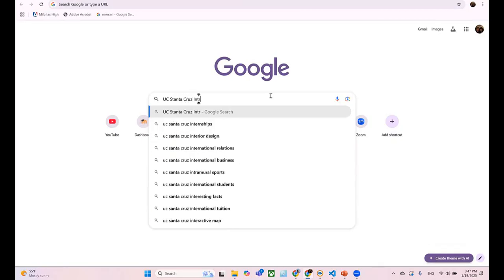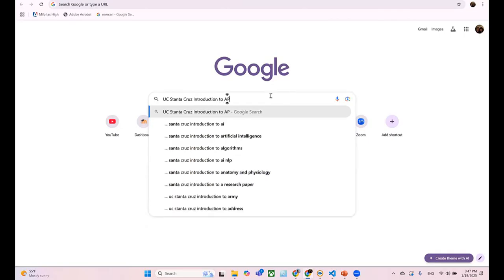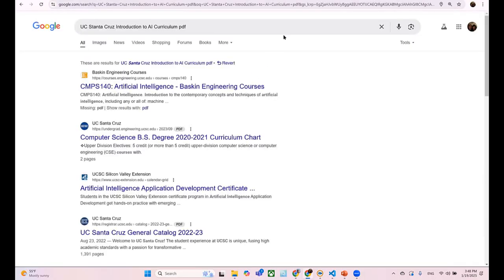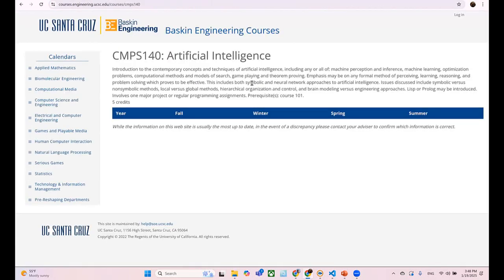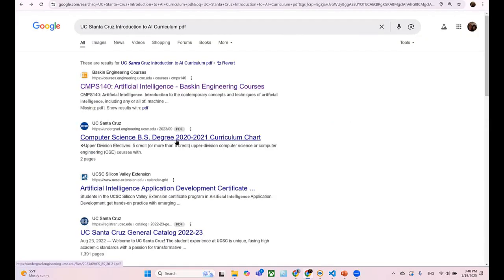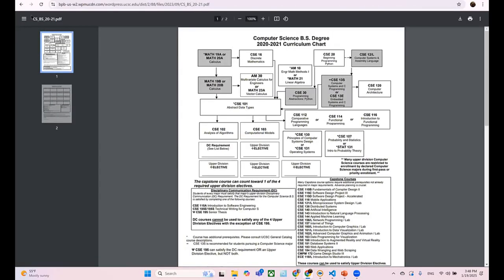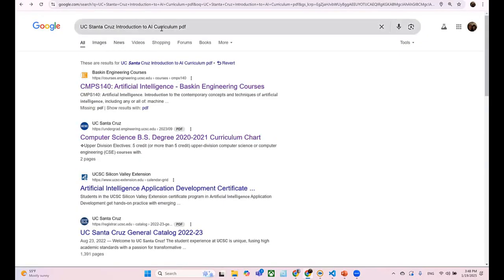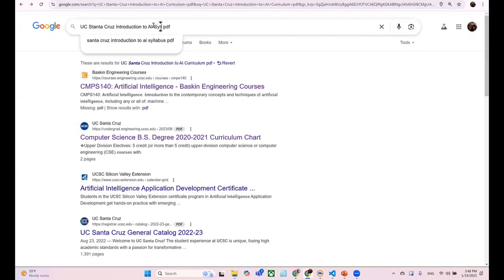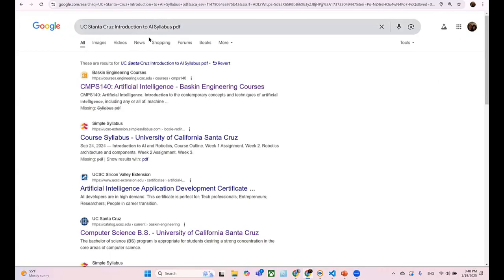So either UC Santa Cruz introduction to AI curriculum. Let's get the PDF. Okay, let's see if they have a PDF. They don't have this one. Let's see PDF. Okay, this is a flowchart. I don't want that. Let's not call it curriculum, let's call it syllabus. So course syllabus for UC now.